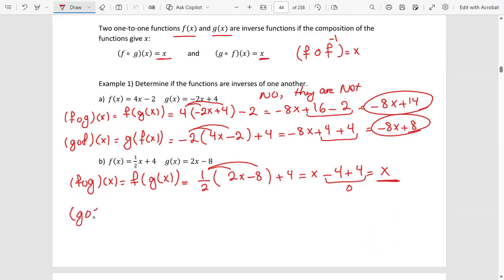Finding GOF of x, which means G of f of x. I'm going to start with function g. Oh, sorry, I was looking at the other one. So function g is 2x minus 8. And replace the x by function f.